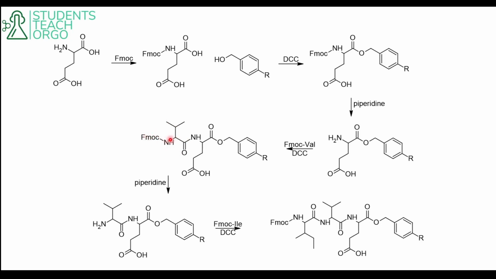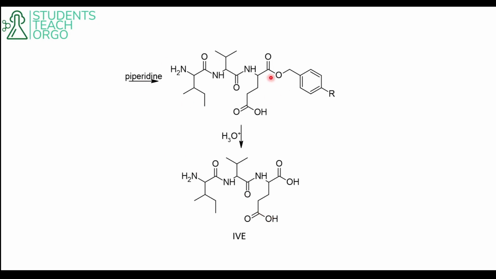reactive again. We remove FMOC one more time, and then that gives us this. And then finally, we react with FMOC isoleucine to add it here on the N-terminus, the last amino acid, and then we use DCC to facilitate that, and then we end up with this final intermediate here. And then the last thing that we have to do is just take off this FMOC group, which again we do with piperidine. So this is the solid phase synthesis.